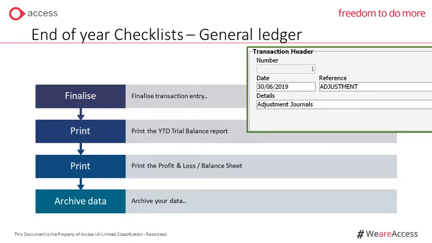For General Ledger, check the period is set to the last period of the financial year and finalise all transaction entries. Ensure all journals and other module postings have been entered for the year and that bank reconciliation is complete. Print the year-to-date trial balance report and make sure the last year column is 0 and that the debit and credit columns are equal. Print the profit and loss balance sheet and ensure that it balances. That is, that the net assets equal the total equity or shareholders' funds. Archive your data, taking note of the date and time of the archive, and keep this as a permanent record.